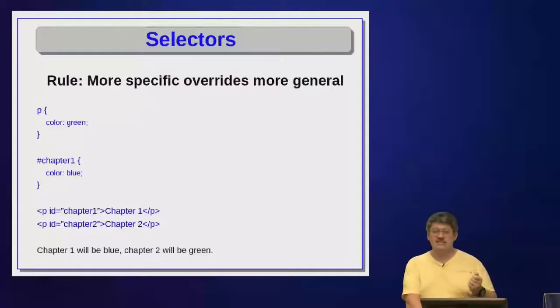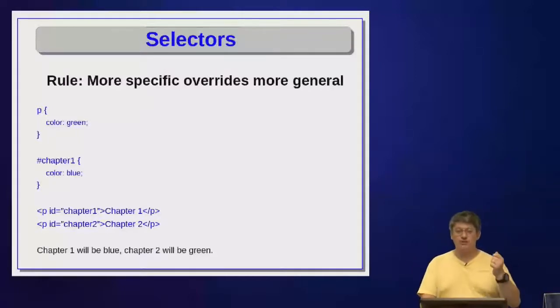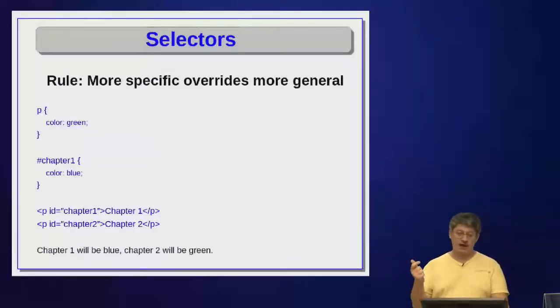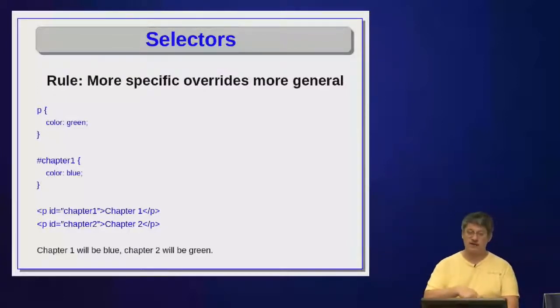What's going to happen? Well, CSS has a kind of general rule of thumb that says more specific overrides more general. So a paragraph selector can apply to any paragraph. It's a very general tag. But hash chapter 1 only applies to elements that have a very specific ID. They have the ID set to chapter 1. So since that's more specific, it's going to override the rule for the paragraph. So the chapter 1 paragraph is going to be blue because the rule for chapter 1 will override the rule for paragraphs. But the chapter 2 text will still be green because the chapter 1 rule doesn't apply to it and all paragraphs are green.